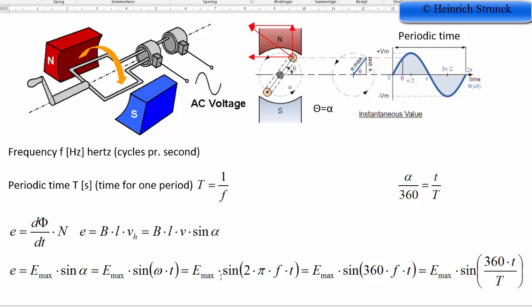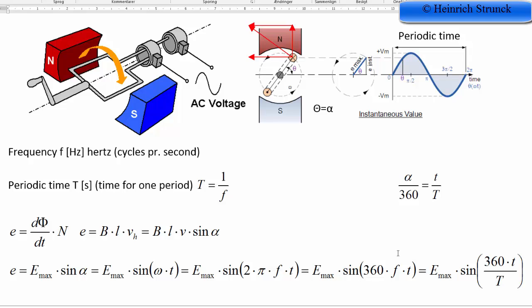Probably you've seen many times that the angle speed is 2 times pi times frequency. That is also correct if we want to measure the angle in radians. We got 2 pi is 1 revolution, and then multiply by the frequency, we got the angle speed. We also can set, instead of 2 pi, we can say 360 times the frequency multiplied by the time. So here we also got an angle, and it is in degree.